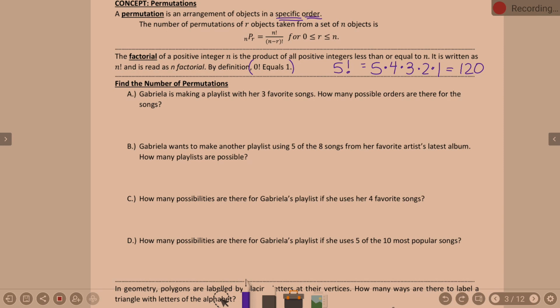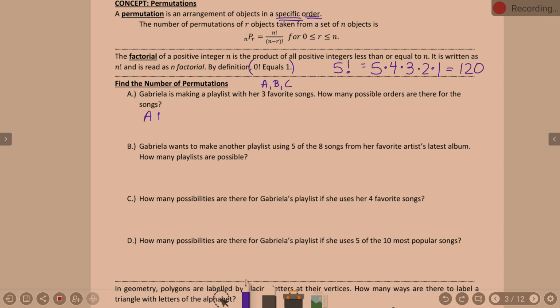Could we make a list? We could. Okay. I think in my notes, and again, I'm showing ideas here, I called these songs A, B, and C. Okay. What's an order we could go with?